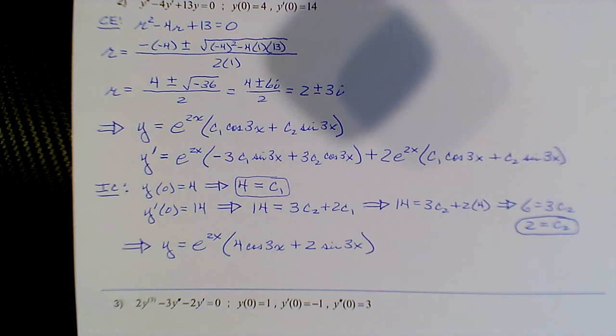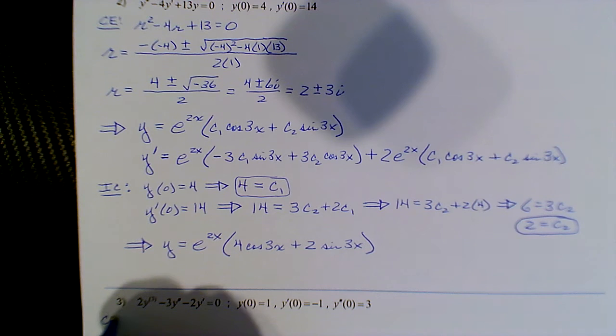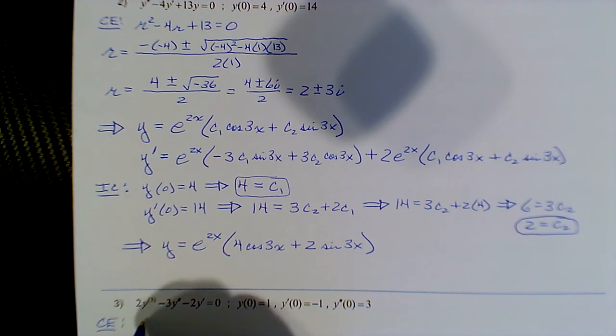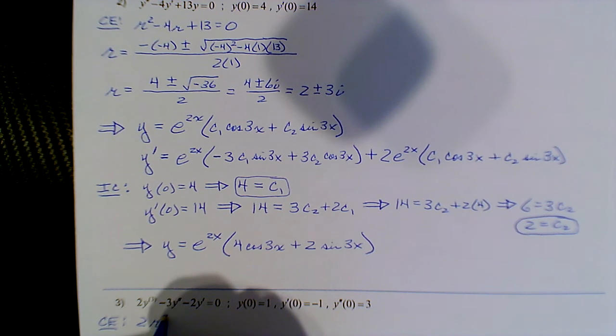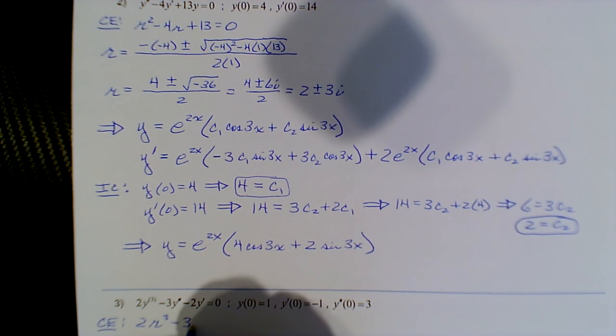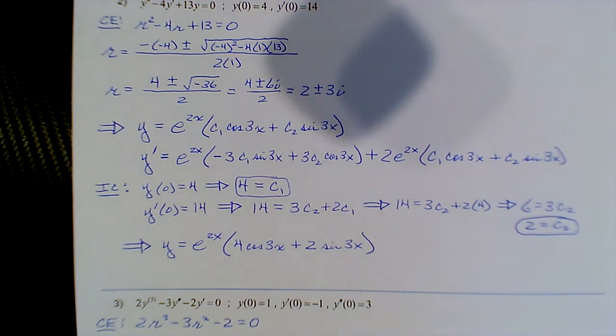Okay, so then we have one more, and this is a third order homogeneous linear differential equation with constant coefficients. But we start the same way as always, characteristic equation first. So 2r cubed minus 3r squared minus 2r is 0.